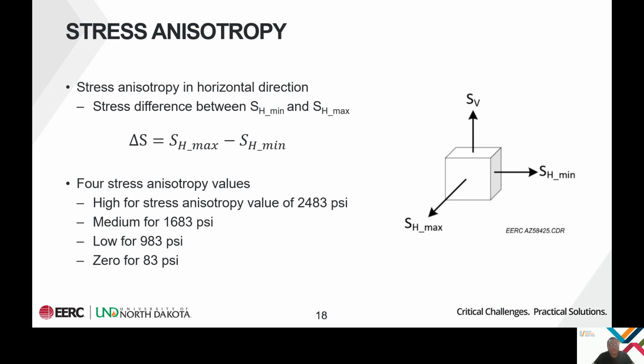So we also did the stress anisotropy. The stress anisotropy is only in the horizontal direction, which is the difference between the minimum and the maximum stress. And we use 4 stress values and classify them as high for 2400, medium for 1600, low for 900, and 0. We just call it 0 psi, a 0 stress anisotropy.